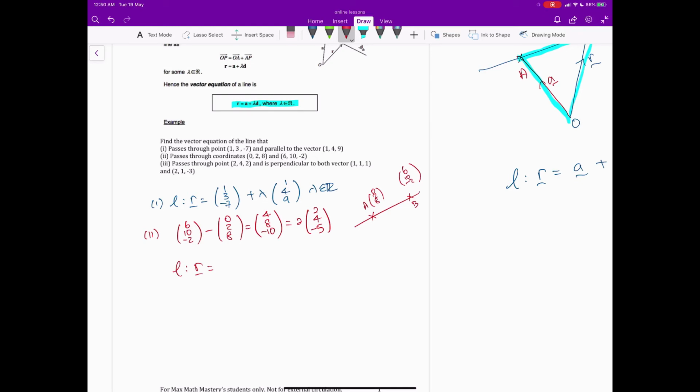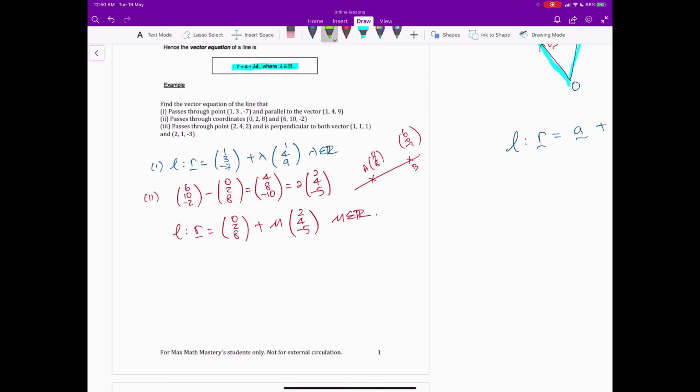So let's say we use (0, 2, 8), a point that lies on the line, plus, since I already used lambda in part 1, I'm going to change my variable. I'm going to use mu over here, mu (2, 4, -5). Do remember that mu is an element of the real numbers.